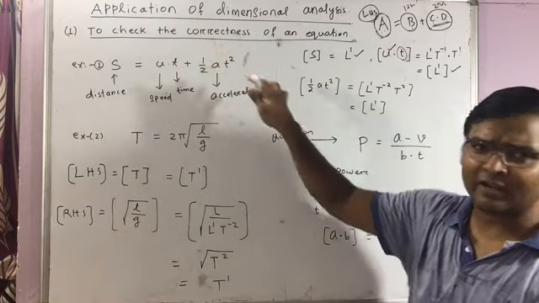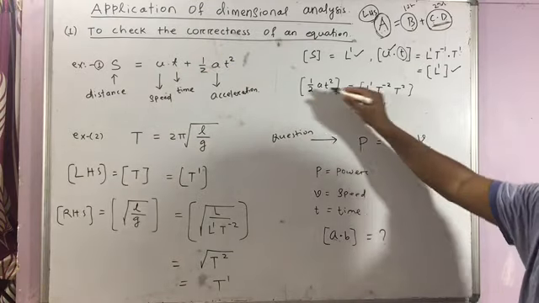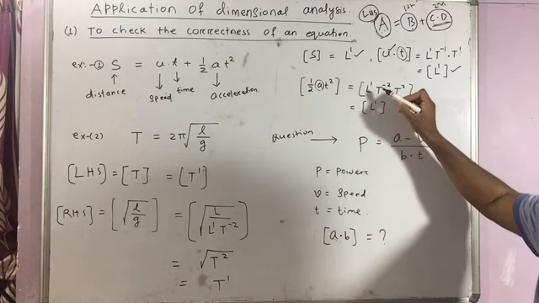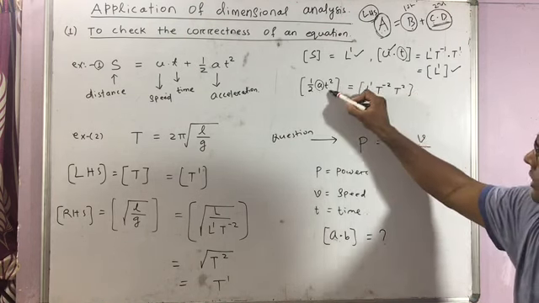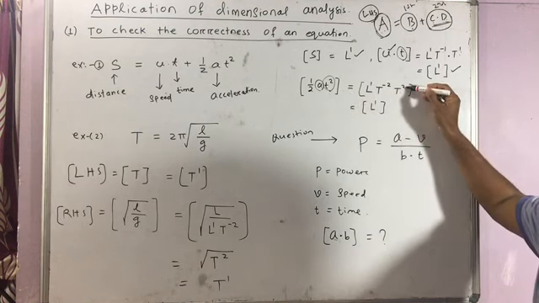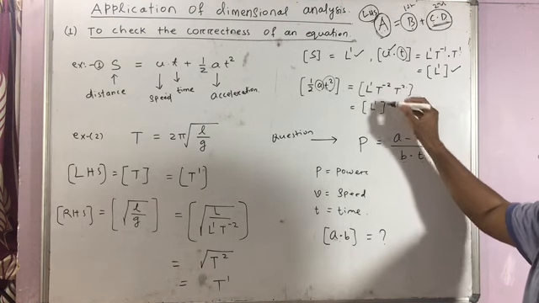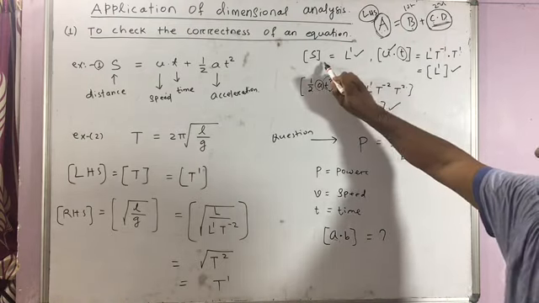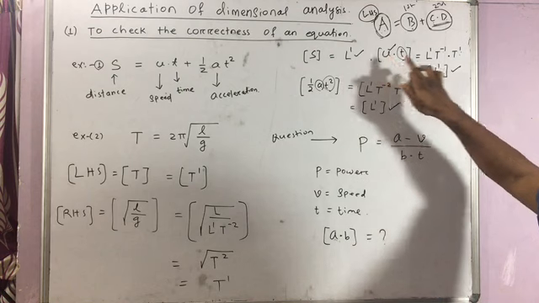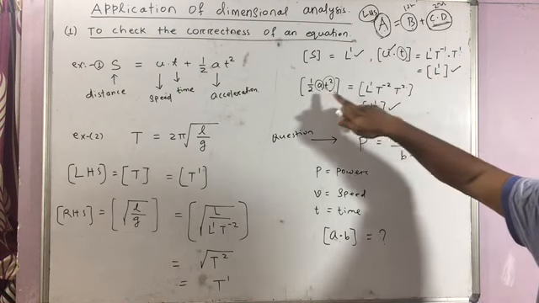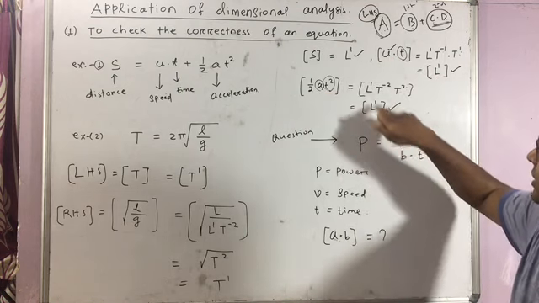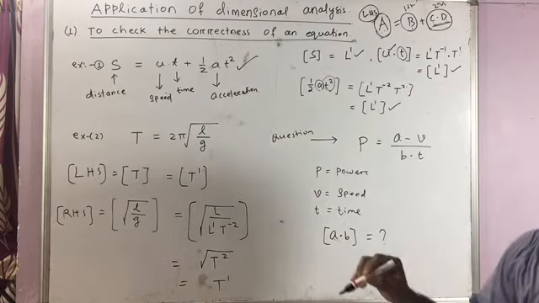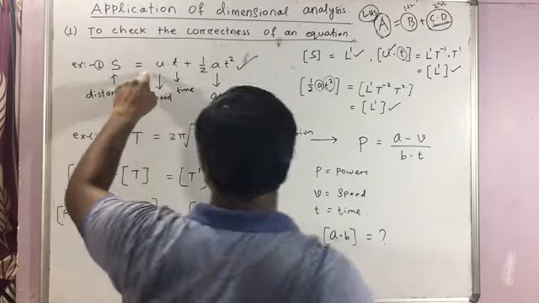Now half AT square, dimension of half AT square. Half is a constant, it won't have any dimension. A is the acceleration, that's why I have written L1 T minus 2, and for T square it is T to the power 2. So now if you solve, you are going to get L1. Clear? So you see all of you, dimension of S must be equal to dimension of U into T, must be equal to the dimension of half AT square. Here it is L1, L1 means this equation is correct. It's a correct mathematical relation.